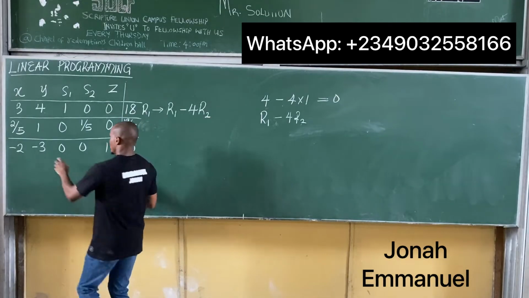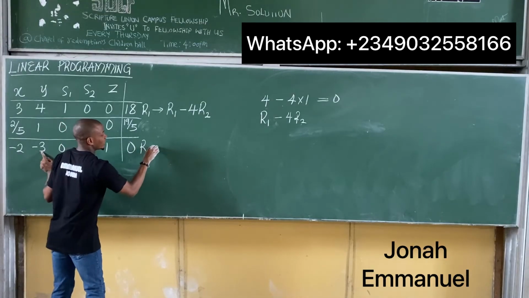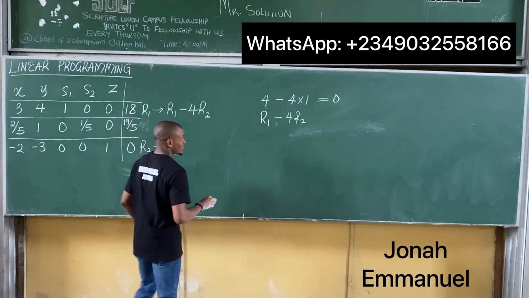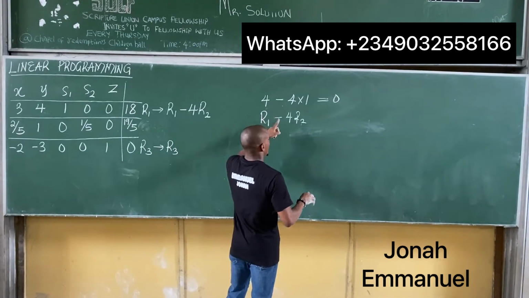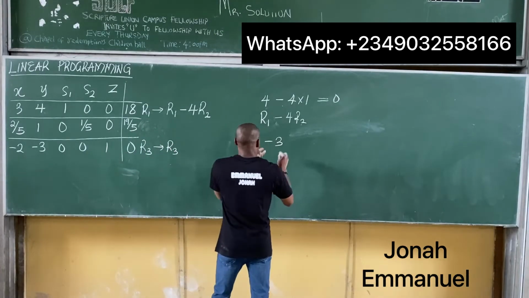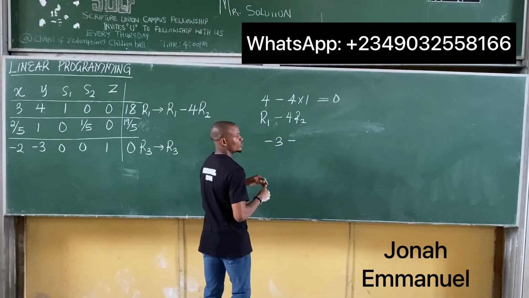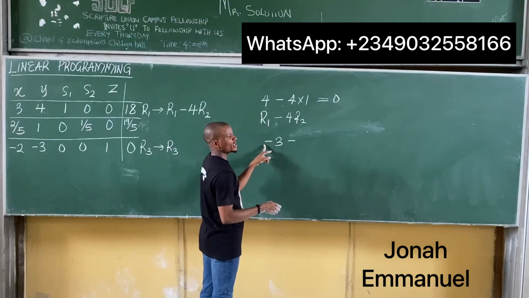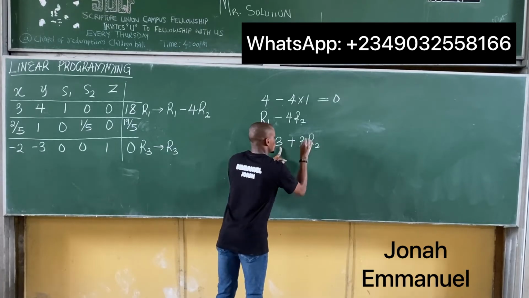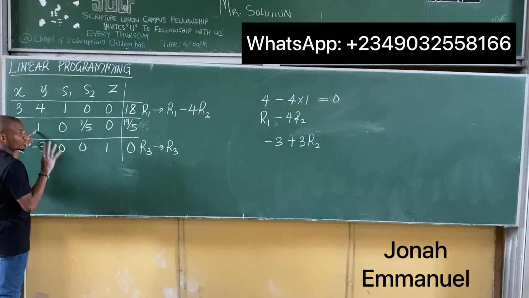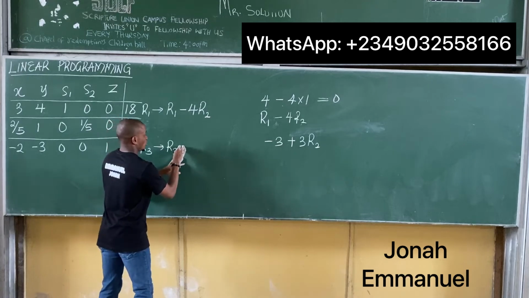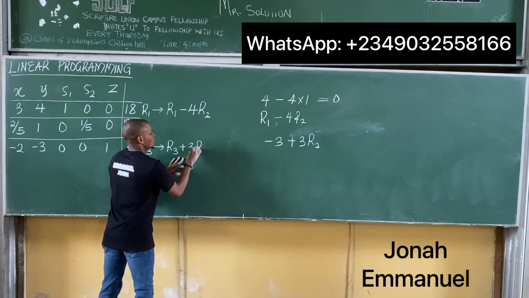Now hang on. Let's get row 3. What will row 3 be? Listen, I want to use the same concept. So for row 3, what do I have there? Minus 3. If I have minus 3, I want to make it 0. It should be plus 3. So it becomes minus 3 plus 3 times what? Root 2, because I know 3 times 1 gives you 3. So minus 3 plus 3 gives you 0. So root 3 becomes root 3 plus 3 root 2.